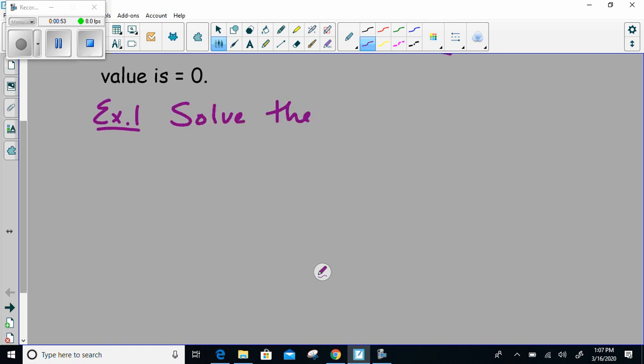As I said, we're going to do 2 or 3 of these using each method, slowly working our way up in complexity to give you plenty of examples to look at. So let's consider x squared minus 100 equals 0.